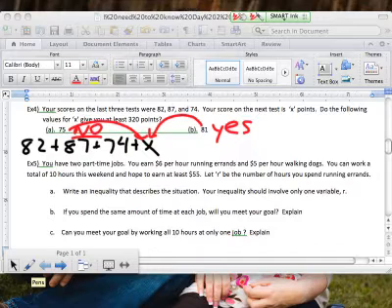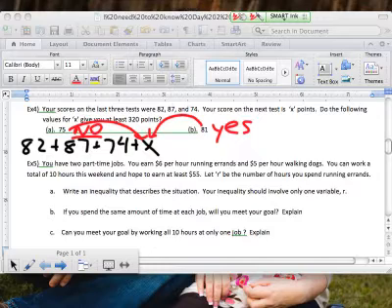You have example 5 here. You have 2 part-time jobs. You earn $6 per hour running errands and $5 per hour walking dogs. You can work a total of 10 hours this weekend and hope to earn at least 55. Let R be the number of hours you spend running errands. Write an inequality that describes the situation. Your inequality should involve only one variable, R. Okay, only one variable R.